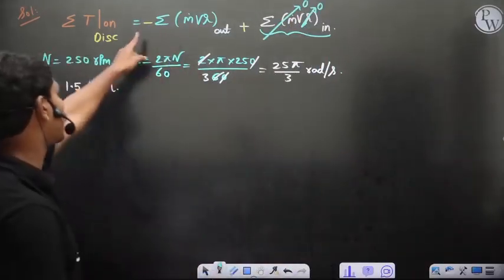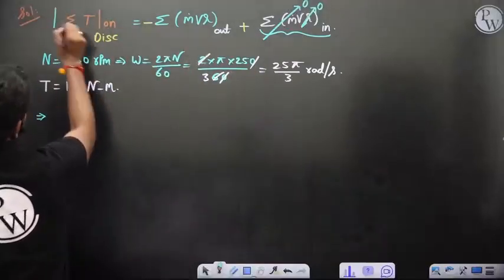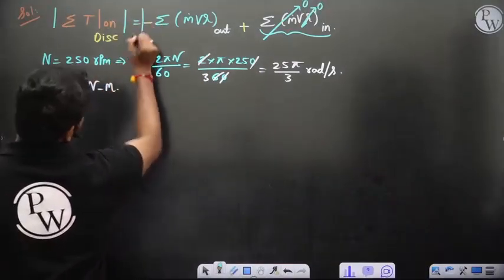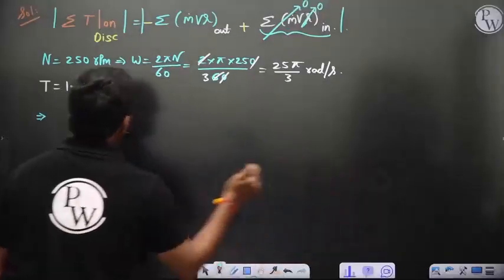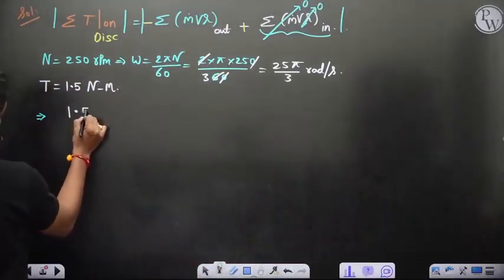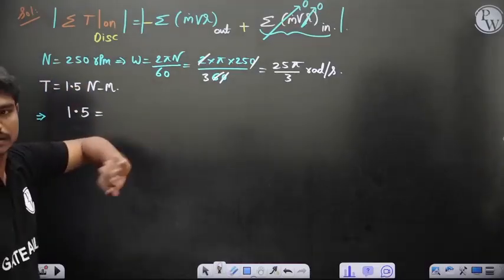Correct? Now we have only one thing: the net torque acting on the disk. Let's take the modulus on both sides because the reaction torque and these things can happen. So we take the modulus. Because of this, 1.5 Newton meter is the net torque which is in interaction.